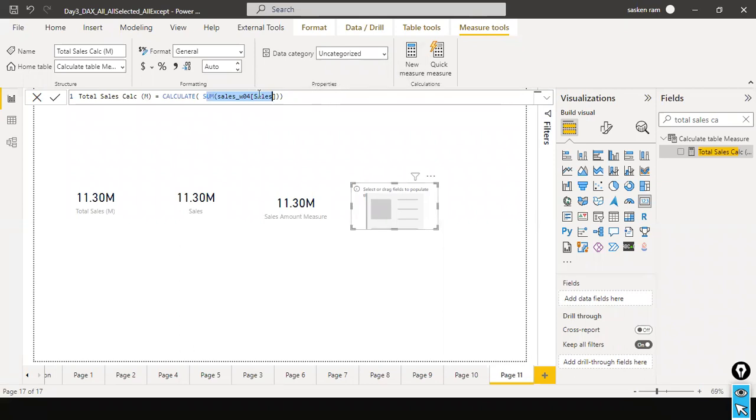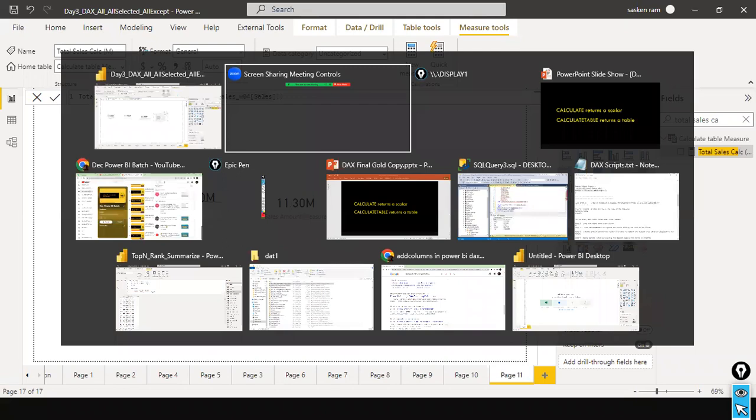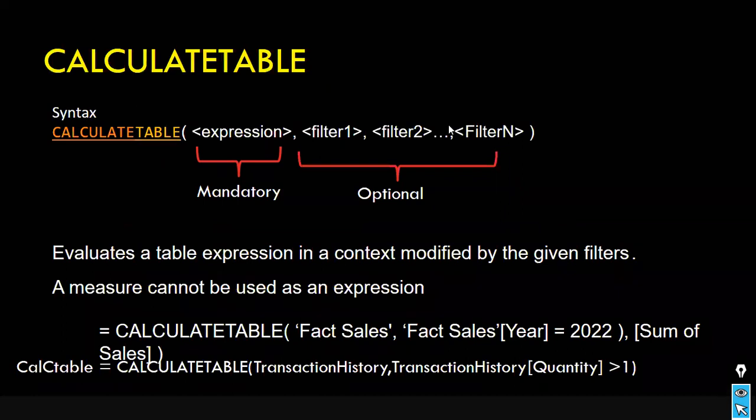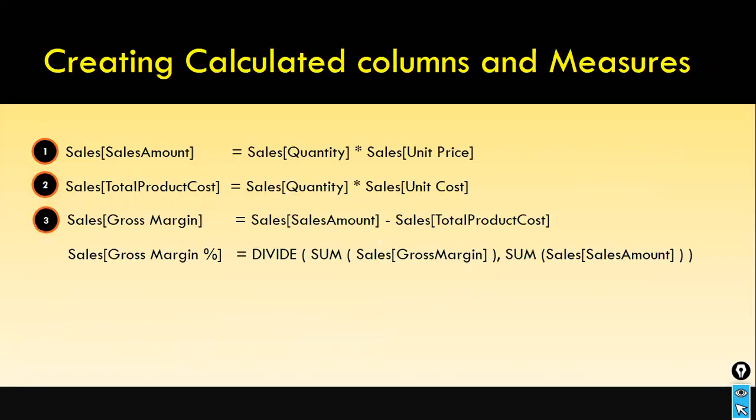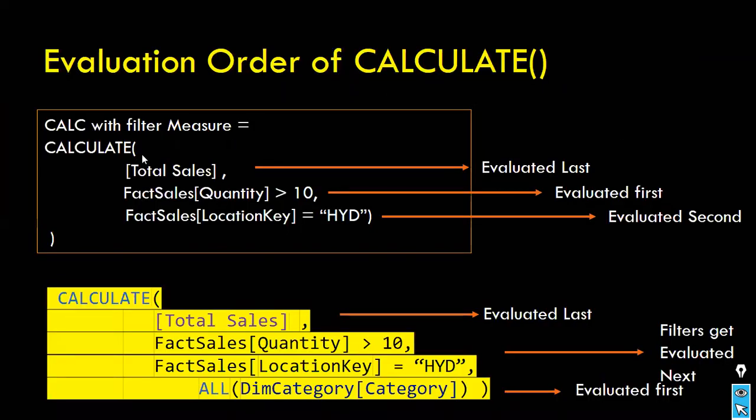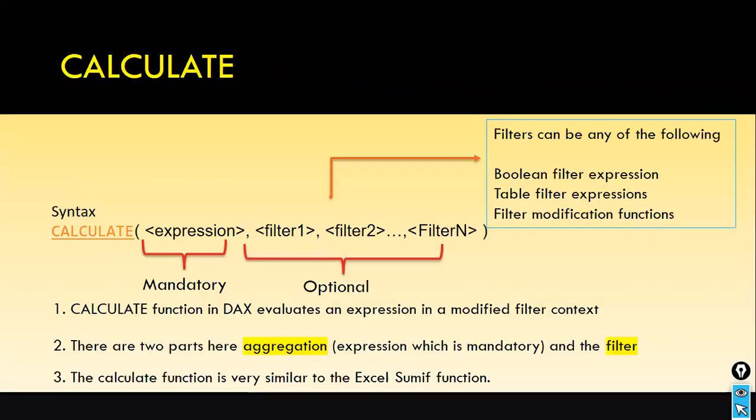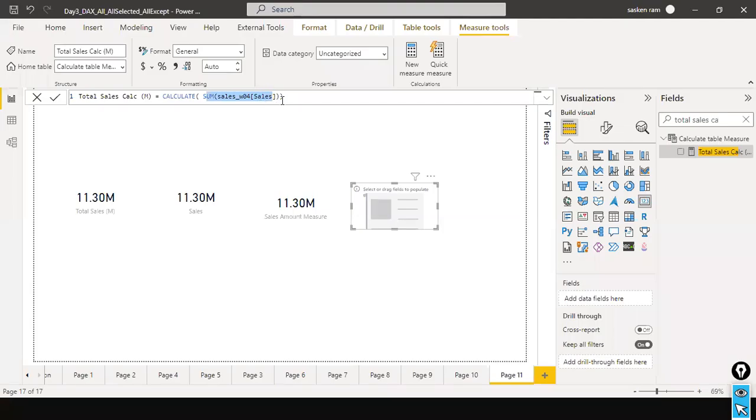Do you remember the syntax here? Nitesh Kumar, same value, excellent, right? Nitesh has given it. So here, in the case of calculate, the first argument is supposed to be your expression, and the rest of them are optional. Either you can specify a filter or you don't have to. In this case, I did not specify any filter, so it will give me the total sales only.